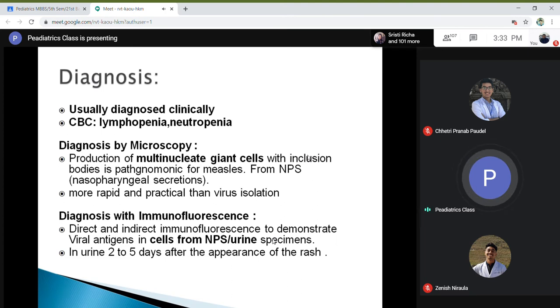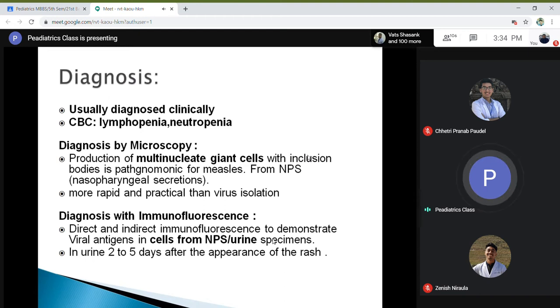So how do you diagnose? Usually we make the diagnosis clinically. If you send a CBC, you may see leukopenia, lymphopenia, neutropenia. And for microscopy, you can send a sample: multinucleated giant cells with inclusion bodies are pathognomonic for measles, which can be found in nasopharyngeal secretions. It is more rapid and practical than virus isolation.